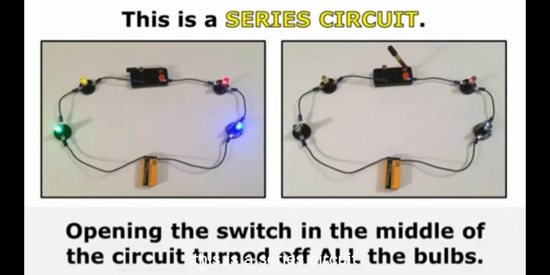This is a series circuit, and you can see on the left here that electricity is able to travel through the entire circuit and all of the light bulbs are glowing. But when I open the switch, I create a gap in the middle of the circuit. Opening the switch in the middle of the circuit turned off all the bulbs. In a series circuit, it does not matter where the gap happens. If you get a gap anywhere in a series circuit, the entire circuit stops working.